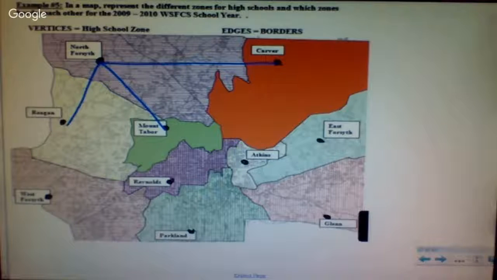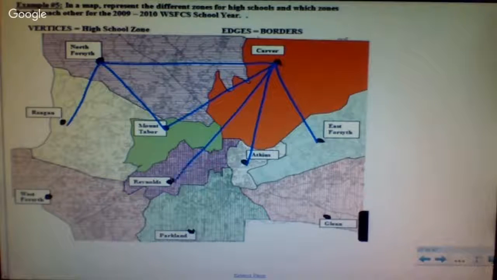What school zones does Carver touch? Well, we already did North Forsyth. What else does it touch? Mount Tabor. I heard East Forsyth, Atkins, and Reynolds. Yeah, even though it's just a little section here, it does touch Reynolds. East Forsyth, Bliss, Glen, Atkins.